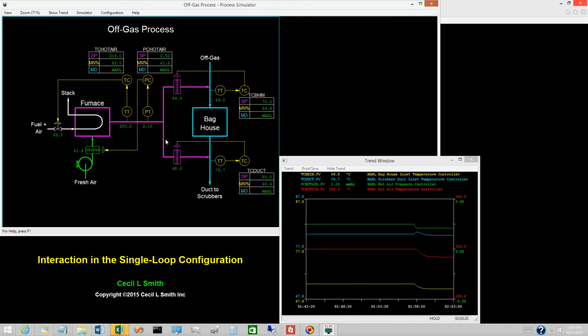Opening the hot air damper decreases the hot air pressure, the green pin. This increases the pressure drop across the fresh air damper, which increases the fresh air flow. This decreases the hot air temperature, the red pin. The baghouse inlet temperature, the yellow pin, also decreases.